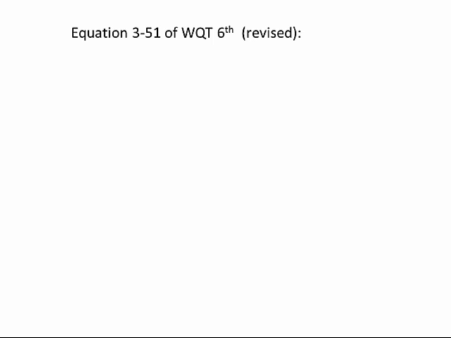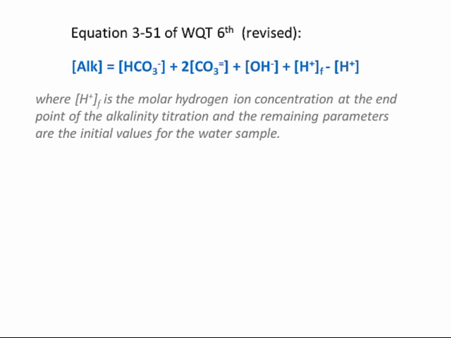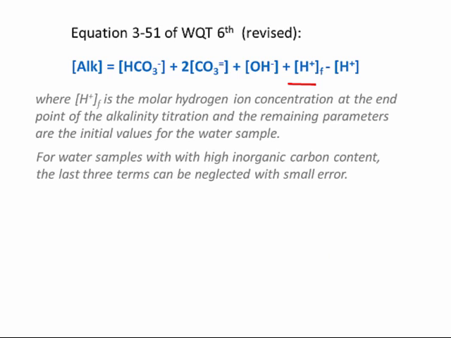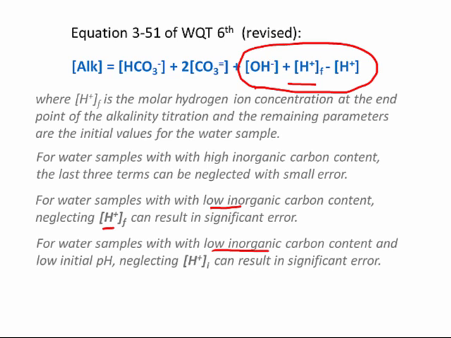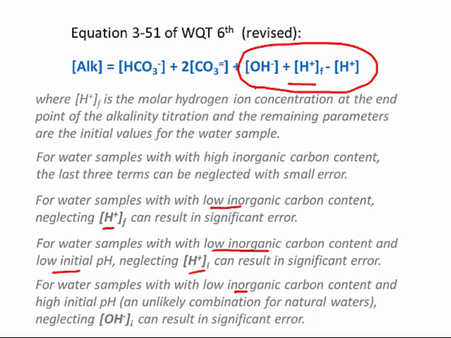So let's see what a revised version of equation 3.51 of Water Quality and Treatment, 6th edition would look like. The only difference is here we've added the final hydrogen ion concentration to the right-hand side of the equation. Then for water samples with high inorganic carbon content, when we neglect these last 3 terms, we impart very insignificant error. Conversely, if we have low inorganic carbon content, if we neglect the final hydrogen ion concentration, we can impart significant error. And also for low inorganic carbon content and low initial pH, if we neglect the initial hydrogen ion concentration of the water, we can also impart significant error. For water samples with low inorganic carbon content and high initial pH, of course this is unlikely for natural waters, if we neglect the hydroxide ion, we can impart significant error.